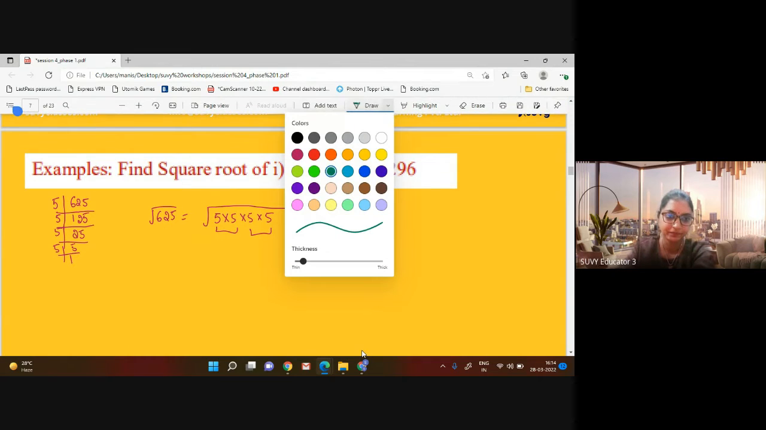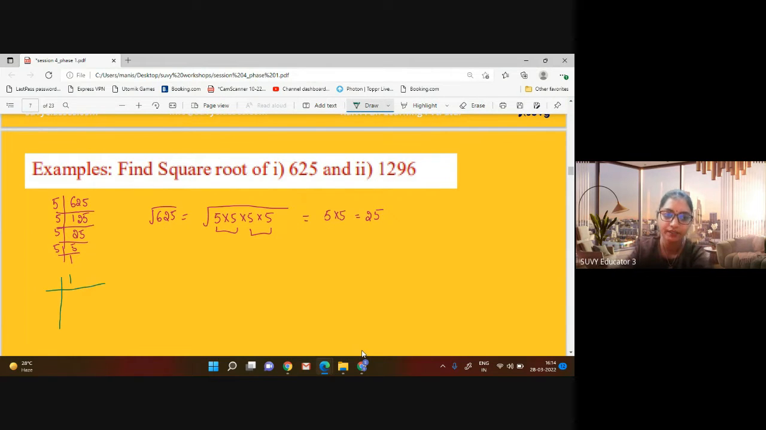In the same way, when you're having 1296, start factorizing. As it is an even number, let's get started from 2 only. 2 sixes are 12, 2 fours are 8, 2 eights are 16. Then 2 threes are 6, 2 twos are 4, 2 fours are 8. Then 2 one sixes are 2, right? 2 eights are 1.